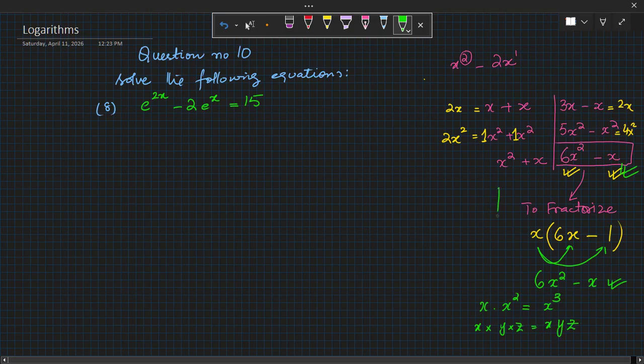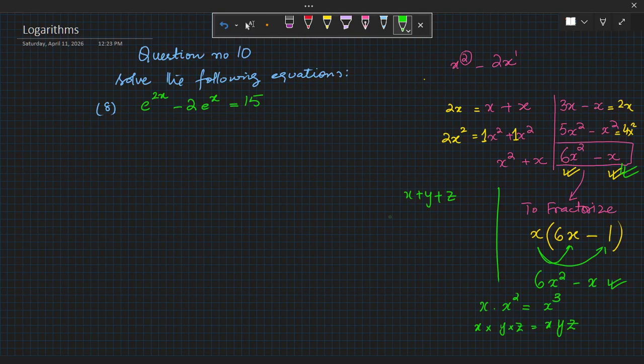Similarly, if I have x plus y plus z, I can't do anything, because they are not like terms. So we will keep this as it is. What if I have x square plus x plus x cube? Are they like terms? They are not like terms. Their bases are the same, but they are not like terms. Is this clear? They cannot be added.